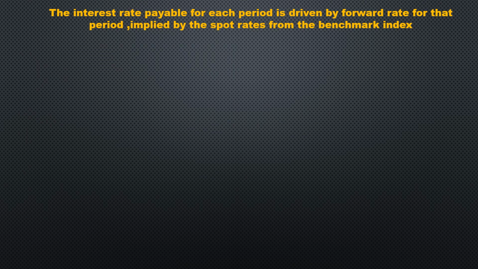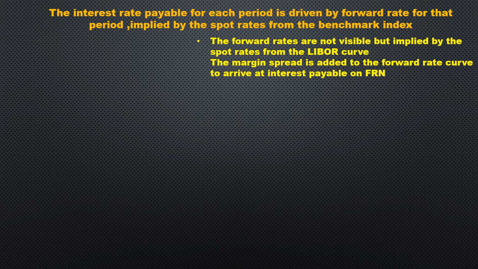Now let's see how interest rate payable on FRNs is calculated. The interest rate payable for each period is driven by the forward rate for that period implied by the spot rates from the benchmark index. The forward rates are not visible but implied by the spot rates from the LIBOR curve. The margin spread is added to the forward rate curve.